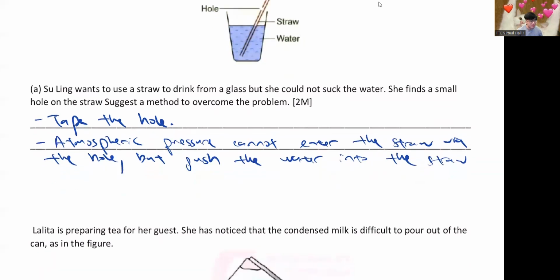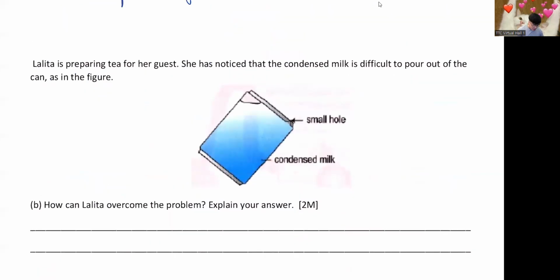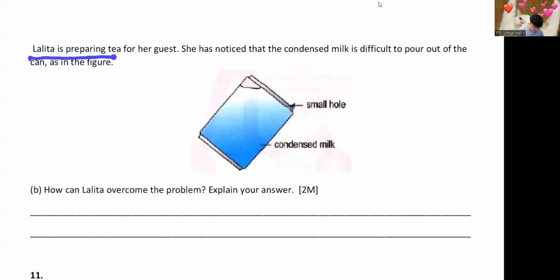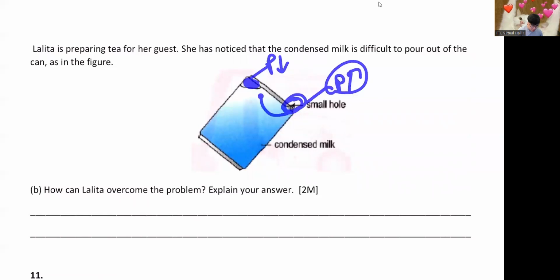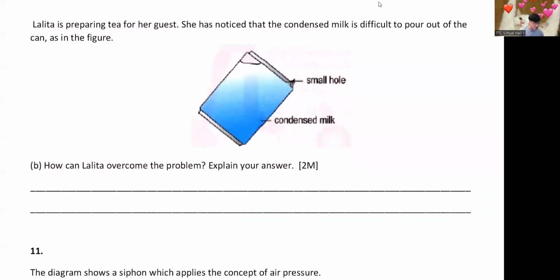All right, so next. Lalita is preparing tea for her guests. She has noticed that the condensed milk is difficult to pour out of the can, as in the figure. Like I said, there's only a hole here, so it's very small pressure here. This place has small pressure, so atmospheric pressure is high. Pressure goes from high to low, so the pressure will be stuck at the small hole and your condensed milk cannot come out. So how can Lalita overcome the problem?